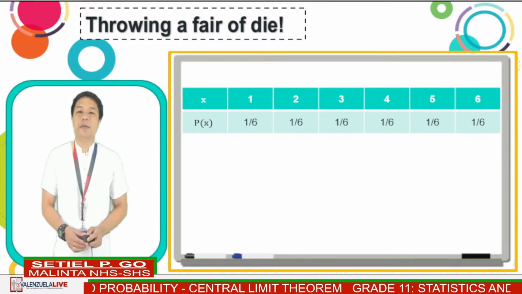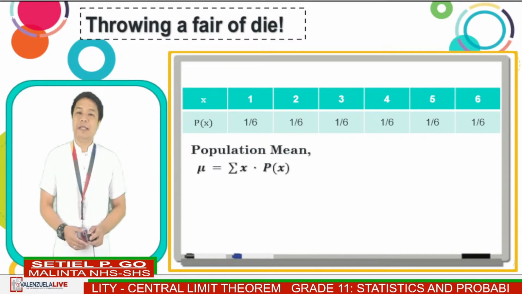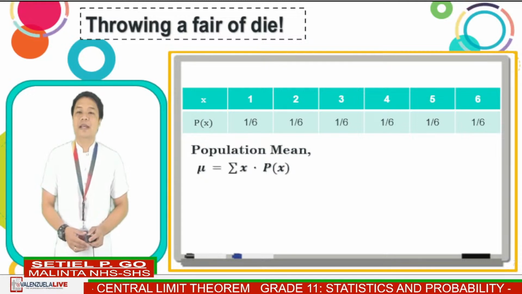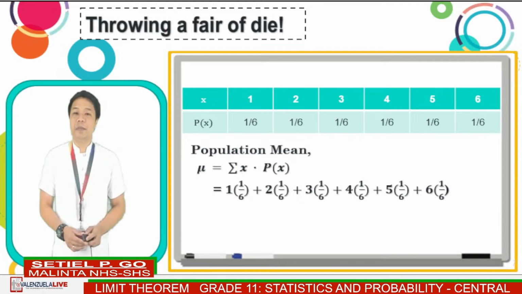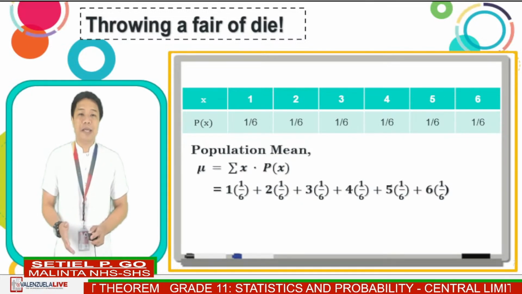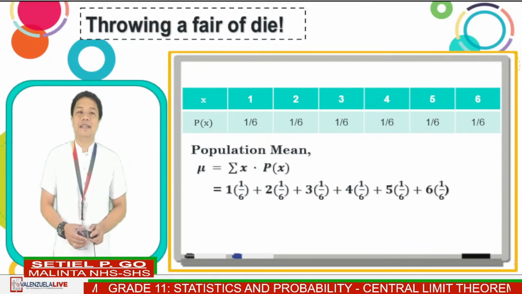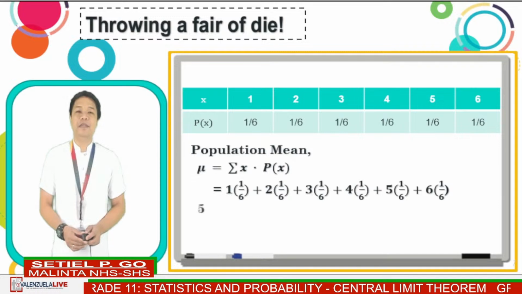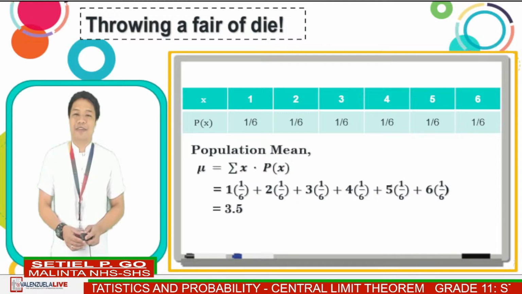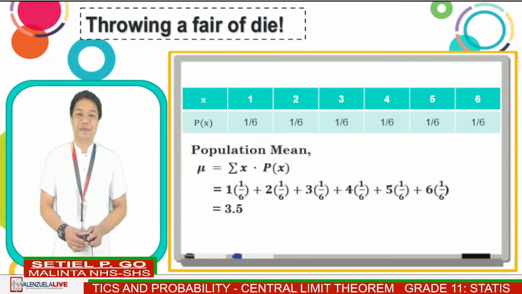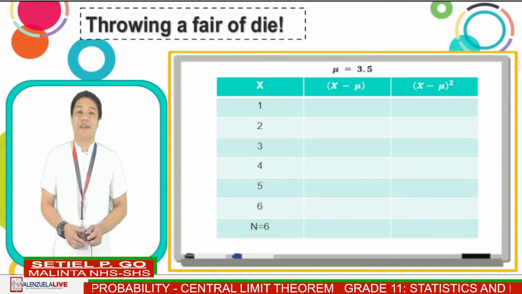There is another way in solving population mean using its individual probability. We can use the formula mean is equal to the summation of the possible outcome multiplied by the individual probability. So if we're going to substitute the formula, we have 1 times 1 over 6 plus 2 times 1 over 6 until 6 times 1 over 6. Then if we're going to simplify, still the result is 3.5. Can you still follow?